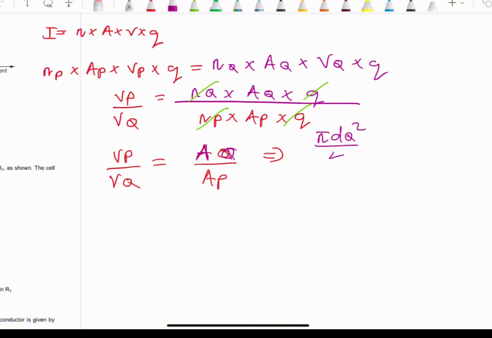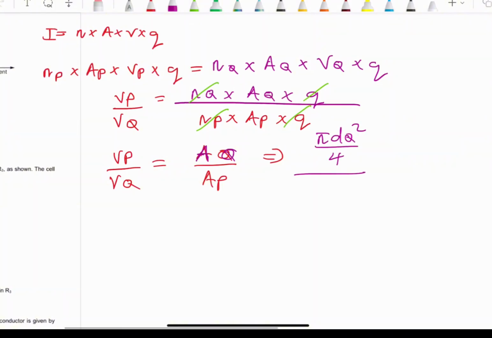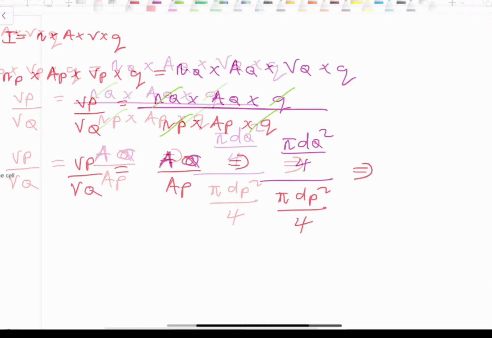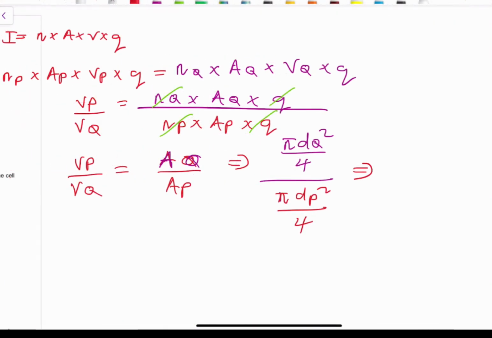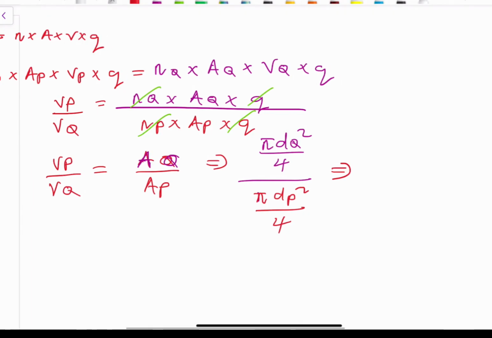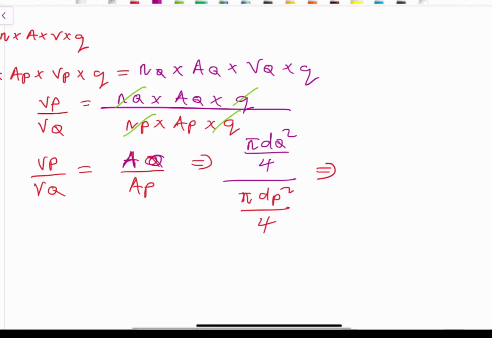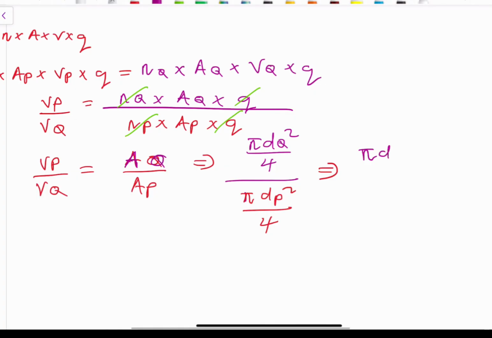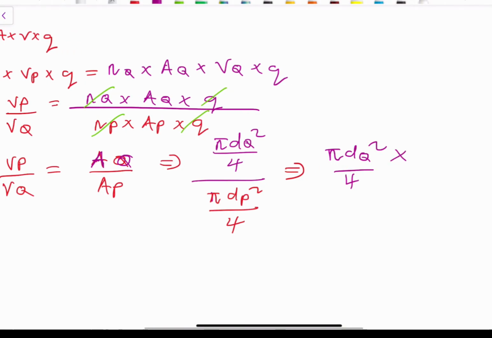But we know that area is pi dq squared over 4. The area of P is just pi r squared, with r being d over 2 squared, that's why it's pi d squared over 4. So this is pi dp squared divided by 4. Once I have this expression laid out, let's write it clearly. This is going to be pi dq squared divided by 4, multiplied by 4 over pi dp squared.